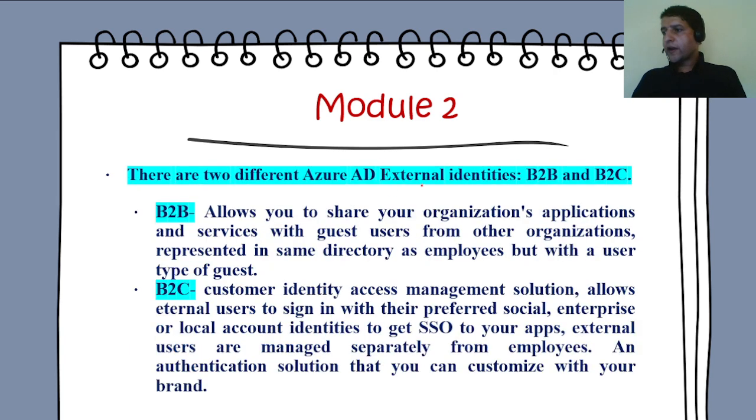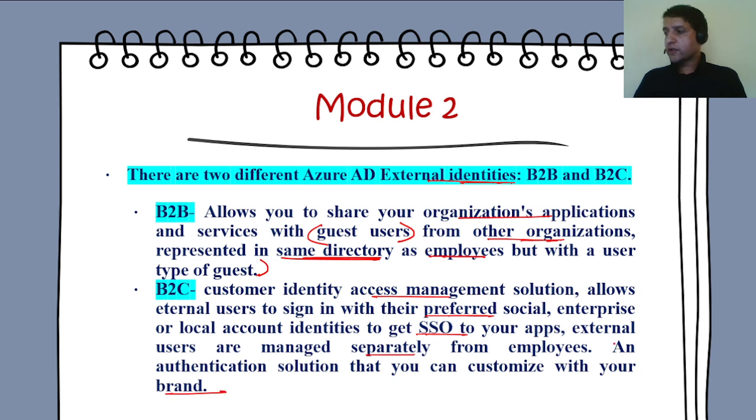There are two different Azure external identities. One is B2B and one is B2C. So what is B2B? What's the difference? It allows you to share your organizational applications and services with guest users from other organizations, represented in the same directory as employees, but with a user type of guest. But B2C, a customer identity access management solution, allows external users to sign in with their preferred social, enterprise, or local account identities to get SSO to your applications. External identities are managed separately from employees, an authentication solution that you can customize with your brand.